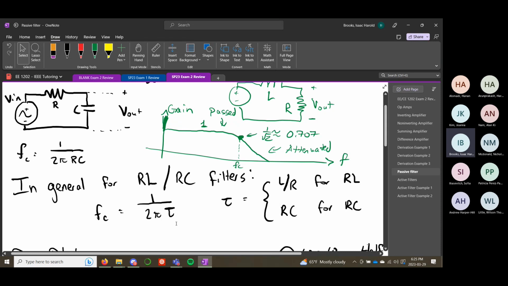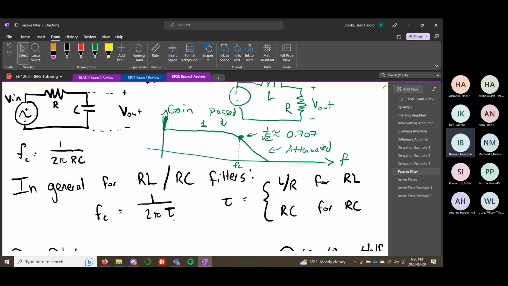So you might have talked in your physics classes about RC circuits or time constants, charging and discharging capacitors, and they follow an exponential behavior. In those circuits, there's this parameter called tau, and tau is different for an RL and an RC circuit. So if you remember those, then you can remember this, and you can get the cutoff frequency.